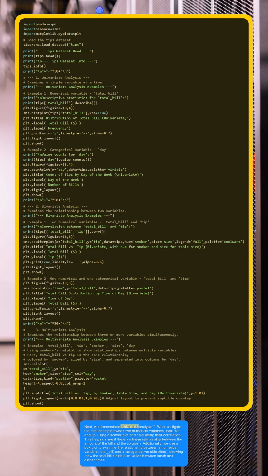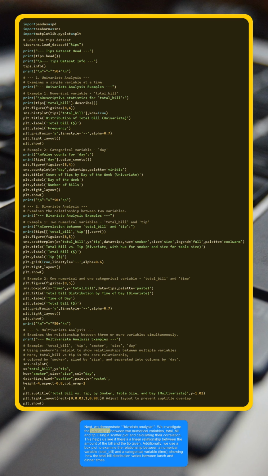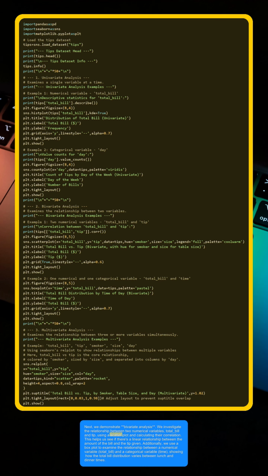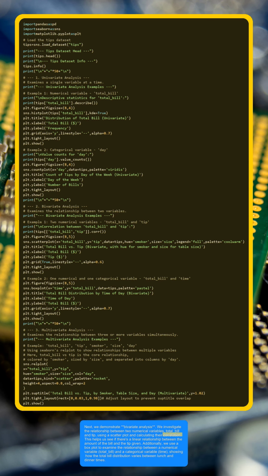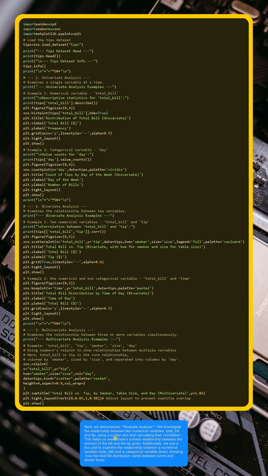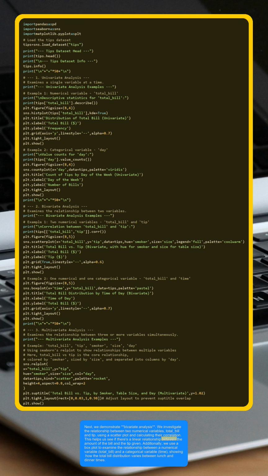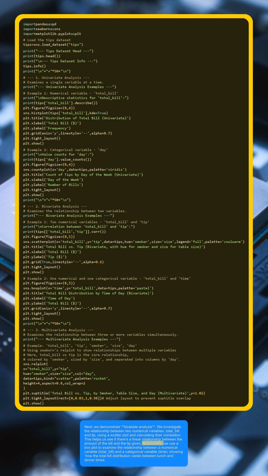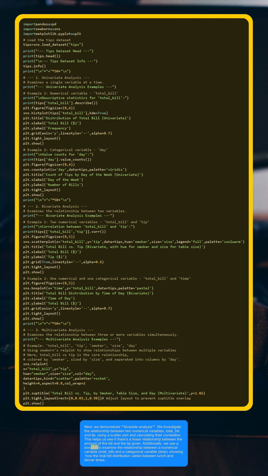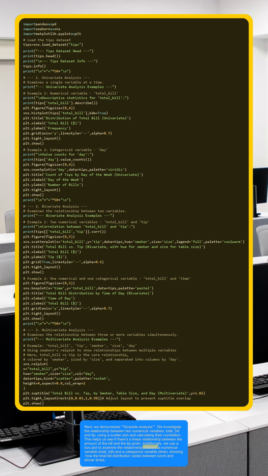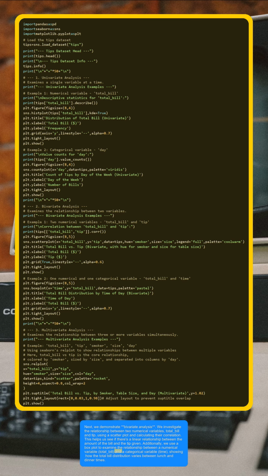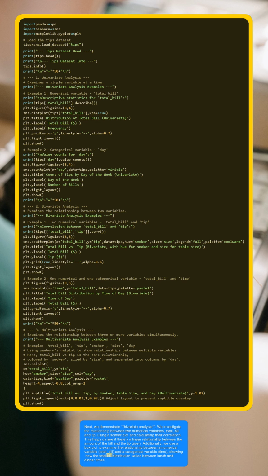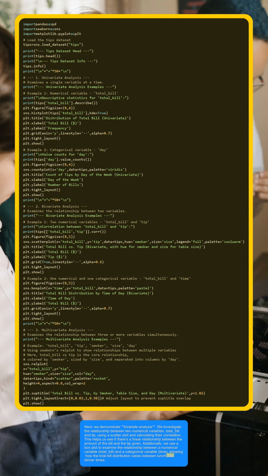Next, we demonstrate bivariate analysis. We investigate the relationship between two numerical variables, total_bill and tip, using a scatter plot and calculating their correlation. This helps us see if there's a linear relationship between the amount of the bill and the tip given. Additionally, we use a box plot to examine the relationship between a numerical variable, total_bill, and a categorical variable, time, showing how the total bill distribution varies between lunch and dinner times.